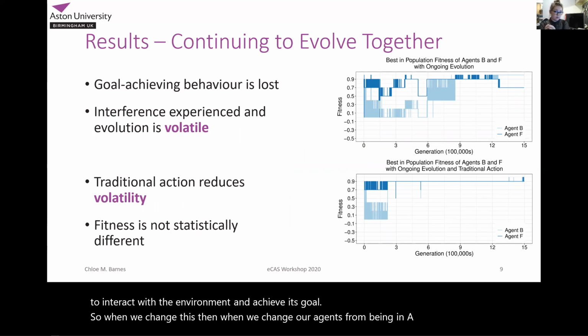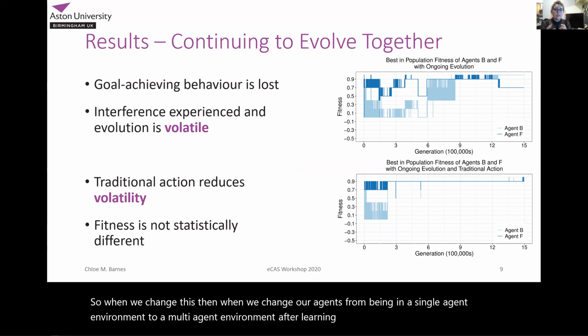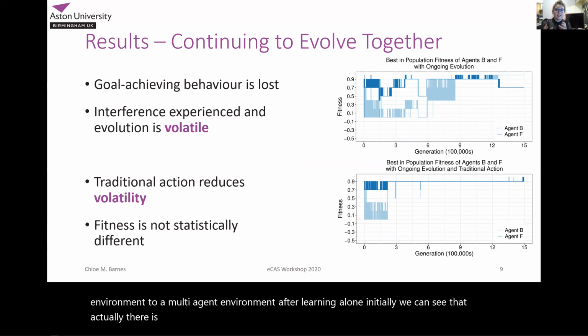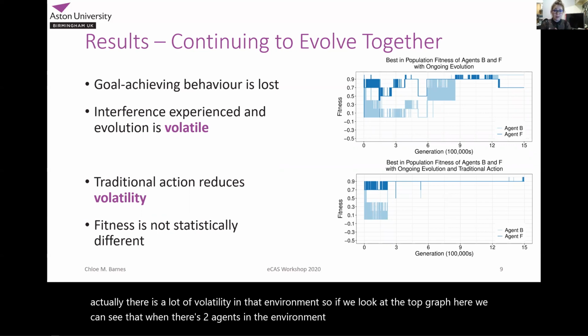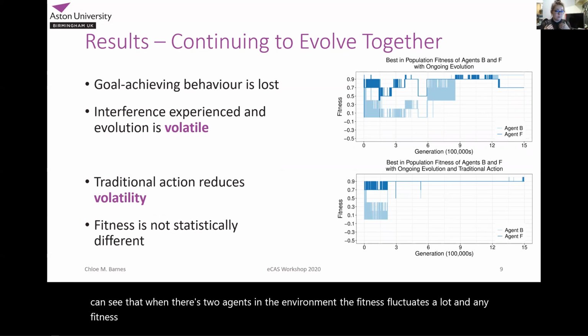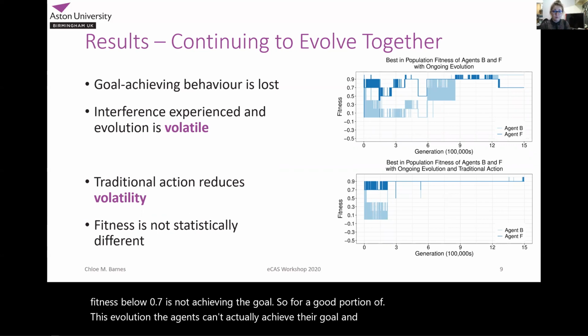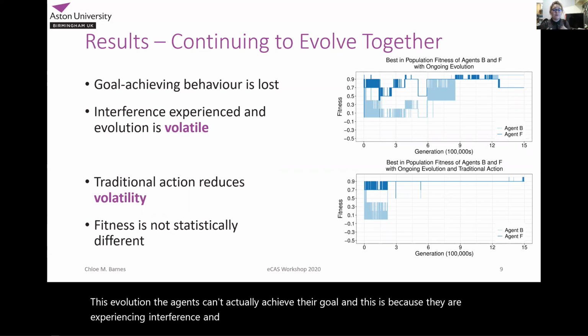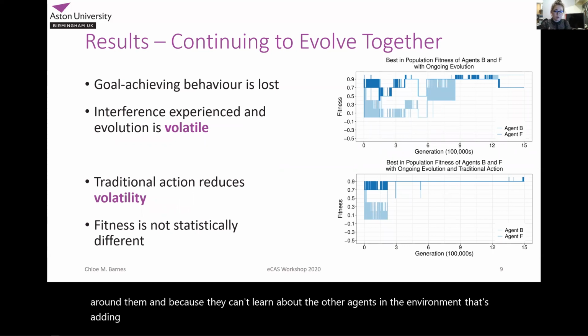agent environment to a multi-agent environment after learning alone initially, we can see that actually there is a lot of volatility in that environment. So if we look at the top graph here, we can see that when there's 2 agents in the environment, the fitness fluctuates a lot, and any fitness below 0.7 is not achieving the goal. So for a good portion of this evolution, the agents can't actually achieve their goal. And this is because they're experiencing interference and they can't understand why their environment is changing around them. And because they can't learn about the other agents in the environment, that's adding to the difficulty of trying to navigate this and to achieve their goals.